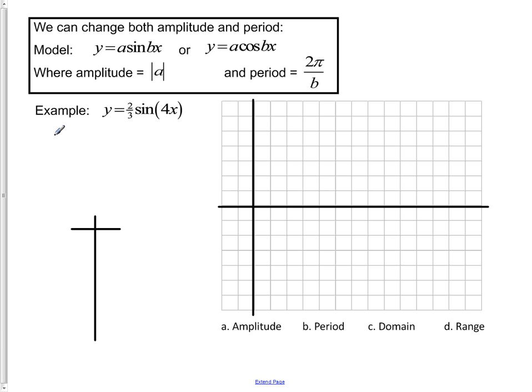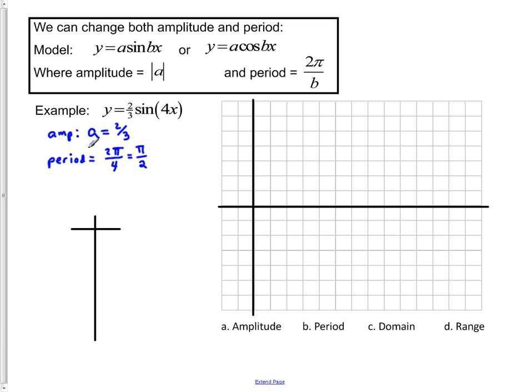So amplitude. Our amplitude is going to dictate where the y values go in our range. So our amplitude in this case is going to be equal to 2/3. Its absolute value would be equal to itself, so I'm going to leave it at that. The period of this function is going to be equal to 2 pi divided by whatever b is, and in this case b is equal to 4. That means that one full period will be completed within pi over 2 units.